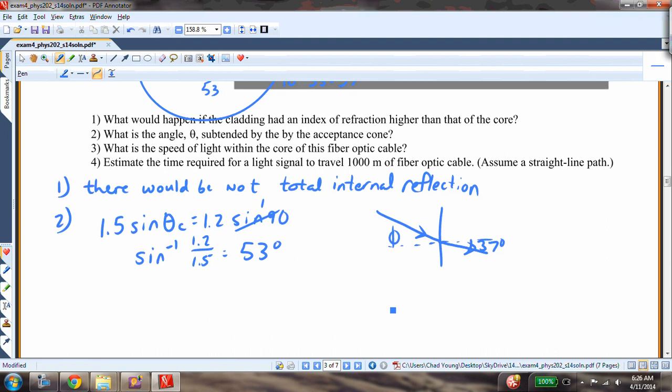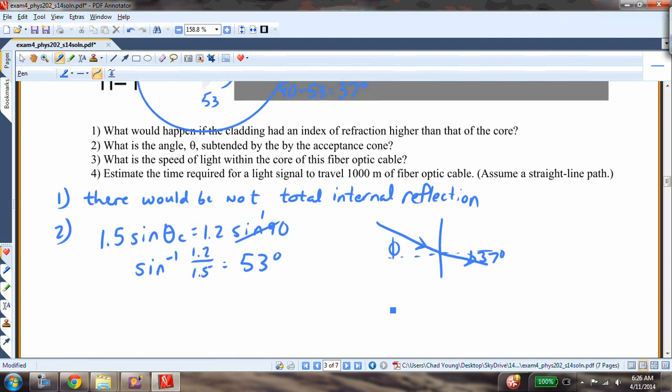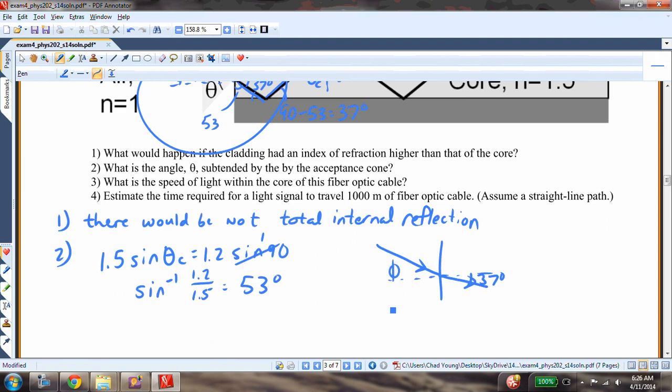All right, so let me go back up again. This n is 1.5, this n is 1. So I say 1 sine of phi equals 1.5 sine of 37. And then I solve that for phi.